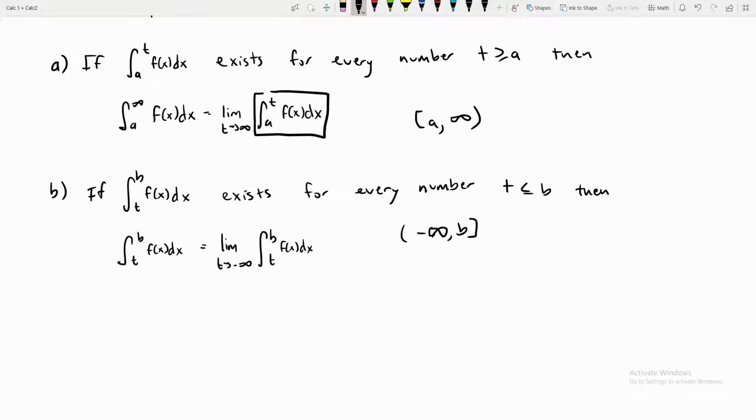Well, again, if we have this integral running from some value t, and it exists for every value such that t is less than or equal to b, meaning that b is the largest value on that interval and t is less than or equal to that value of b. In that case, this integral from minus infinity to b is going to equal the same exact thing as we did on part A, except now the parameter t is just going to go on the bottom. So we're essentially getting as close as we can to negative infinity.